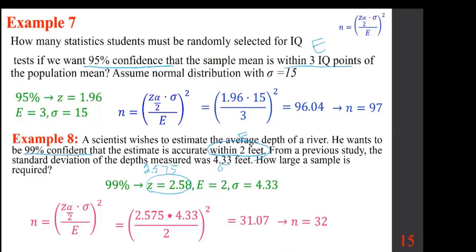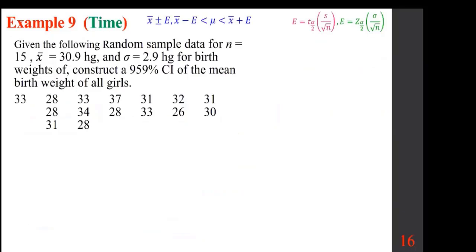I want to go to the next section, but let me spend a couple of minutes on the next example, just quickly. You can read this on your own, but I want to make a point. Given the following random sample, for n equals 15, x bar is 30.9, and sigma is 2.9. For birth weights of children, construct a 95% confidence interval of the mean birth weight of all years.